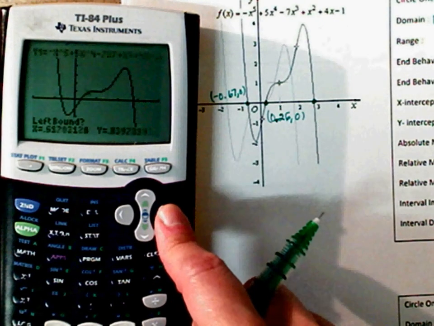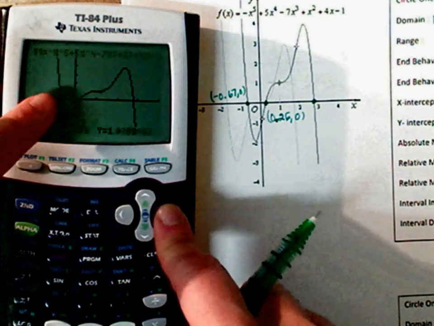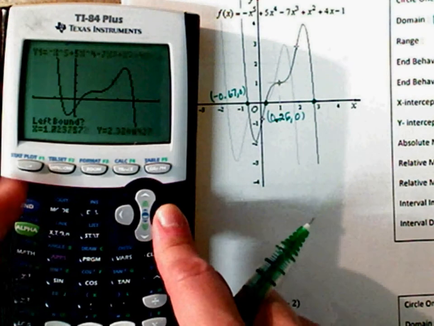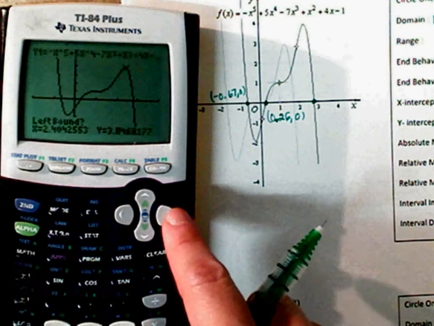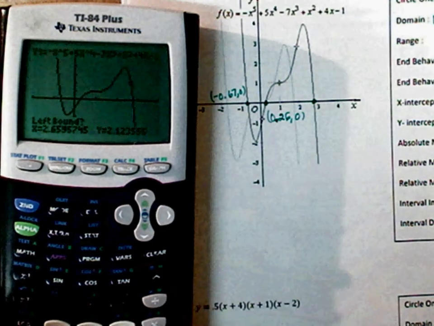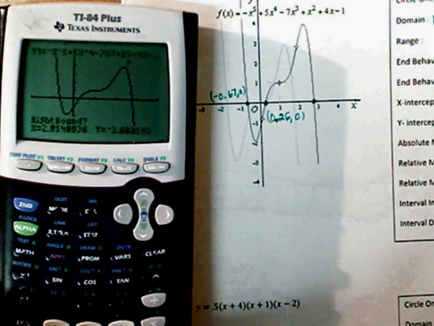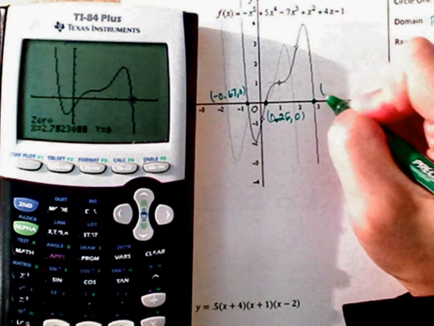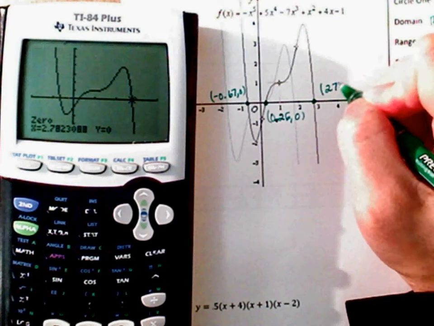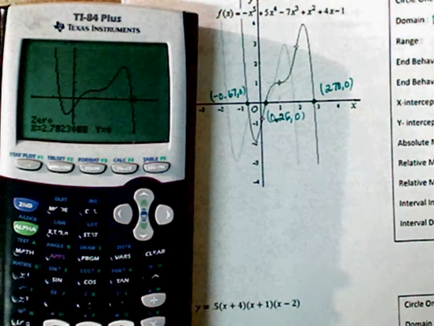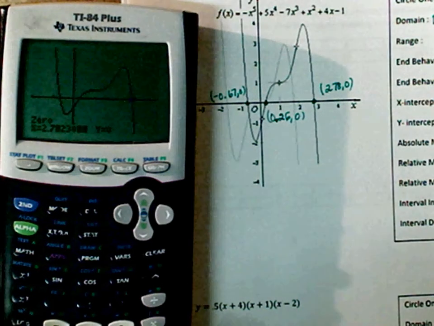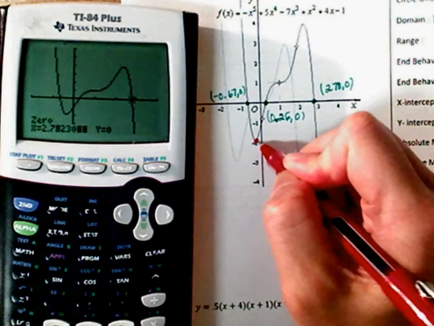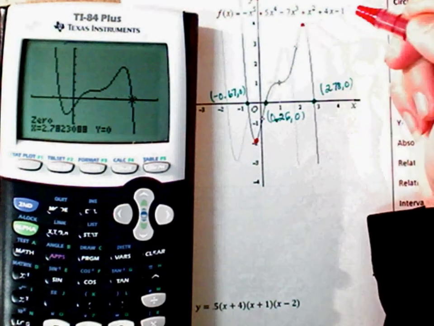Now, you don't have to do this. You can do it in order if you wanted to. You can go zeros, minimum, maximum, all that. So here you go, left boundary, right boundary, and this comes out to be 2.78, 0. All right, now let's go ahead and find our minimum and our maximum. Here's your minimum, here's your maximum, okay?